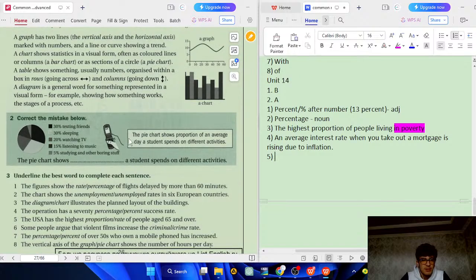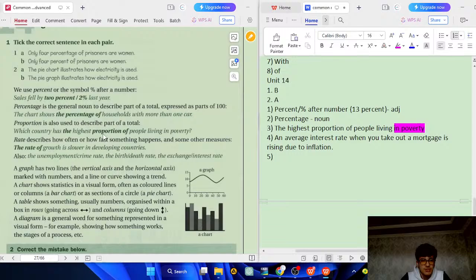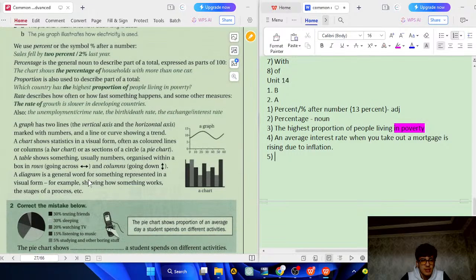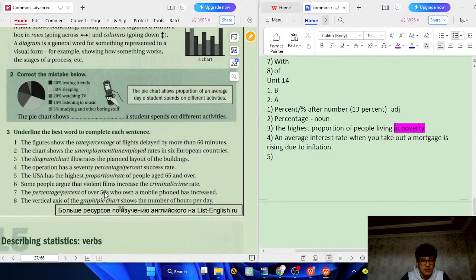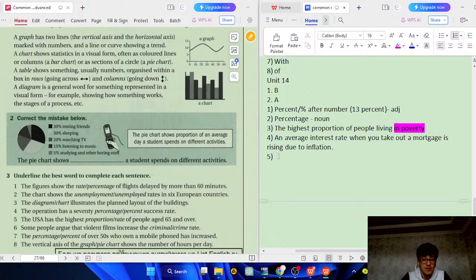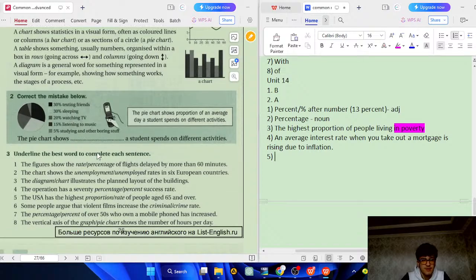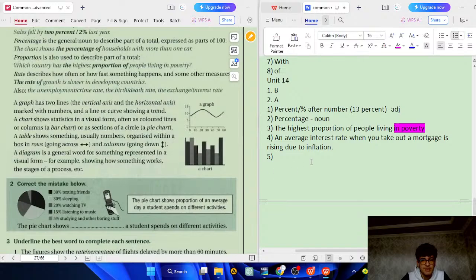Correct the mistake below. The pie chart shows the proportion of an average day a student spends on different activities. The proportion, the proportion of an average day the student spends on different activities. Yeah, I guess so.